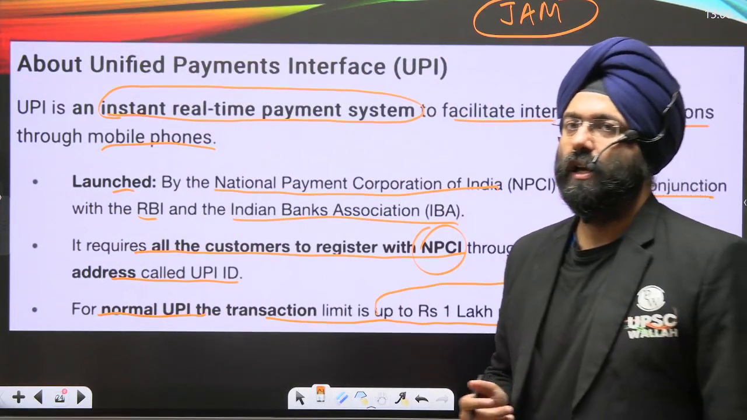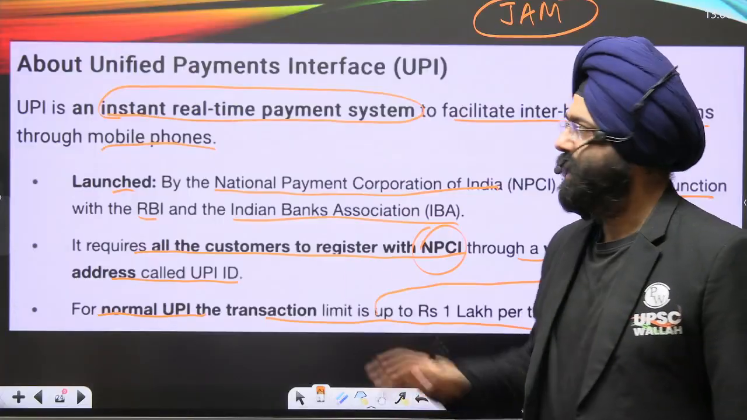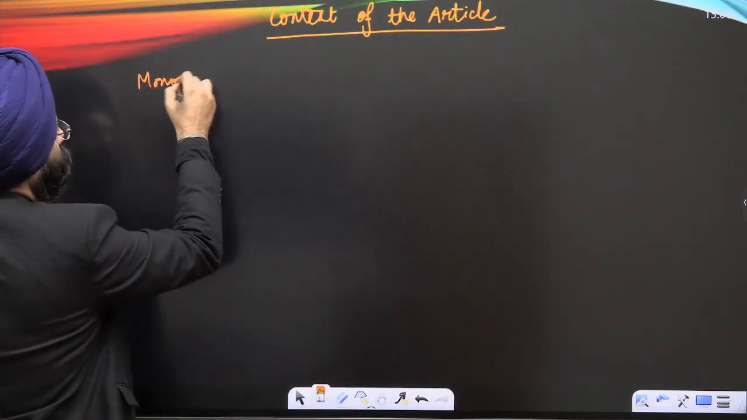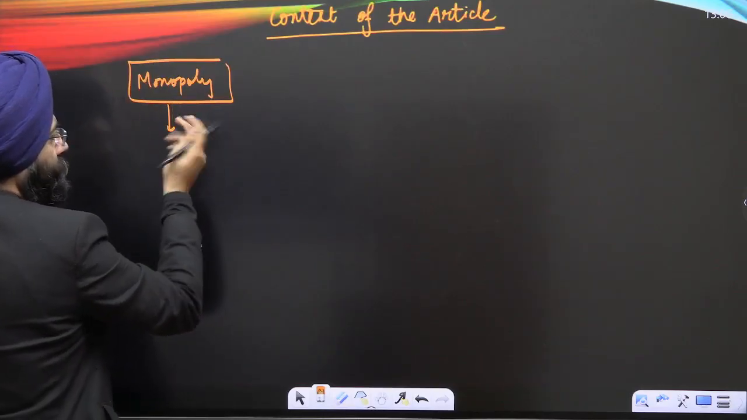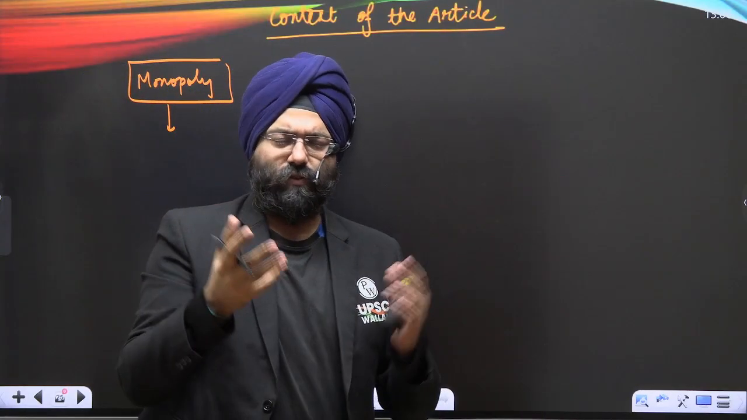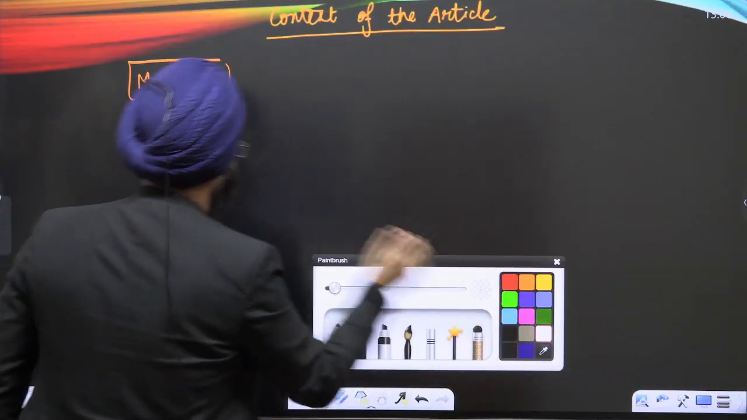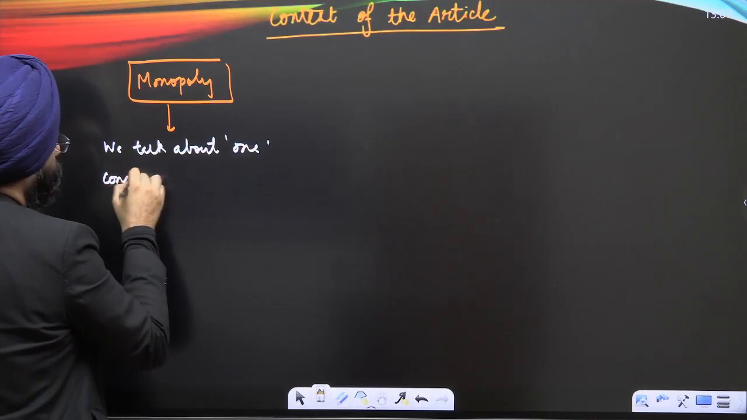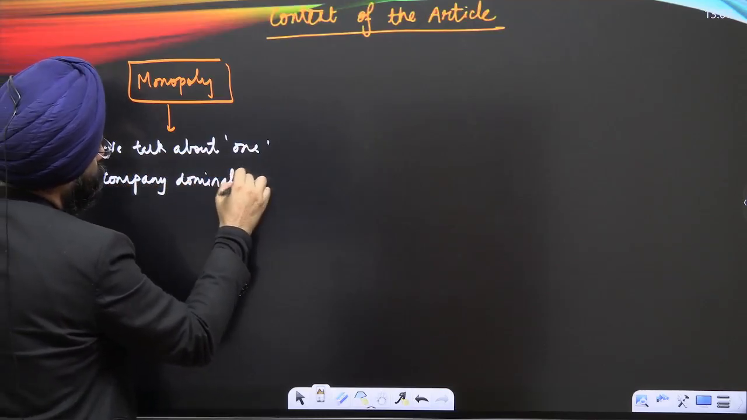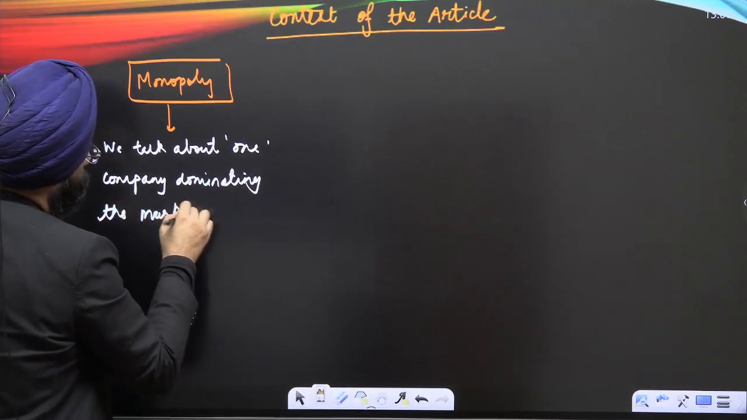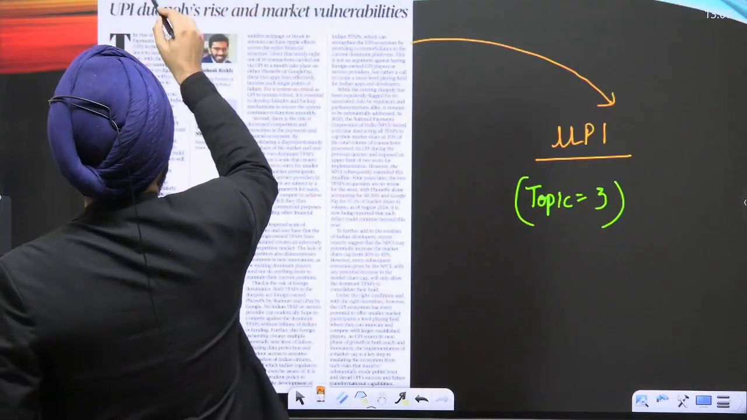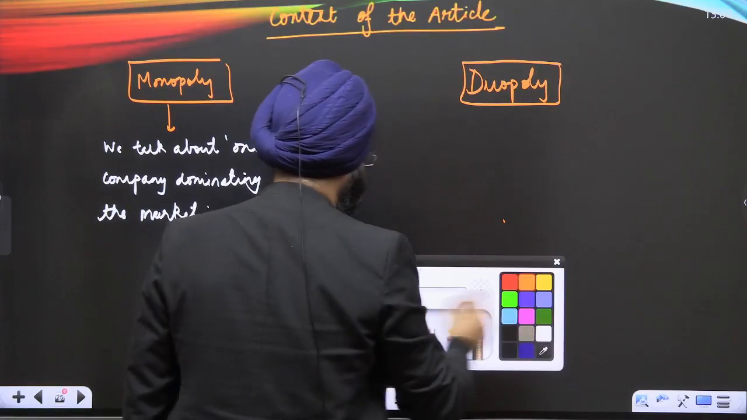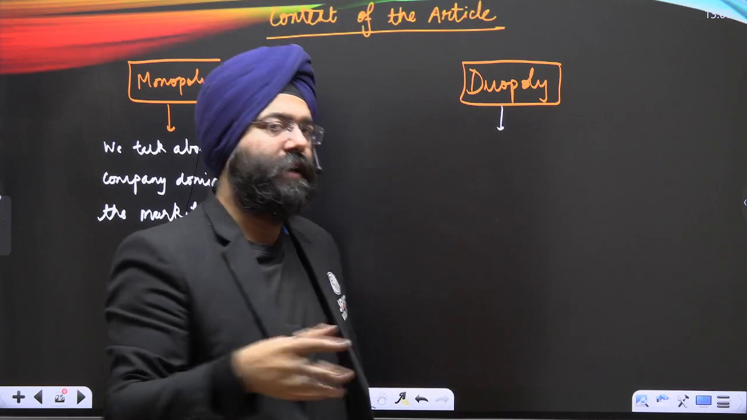Now, understand something. What is duopoly, and what is it with respect to UPI? Let us see briefly with respect to the article, and then I'll go into detail. When you read the word monopoly, it basically means one company dominating the market, let us say any company or any segment. When I mention duopoly, it basically means there are two companies which are dominating the market.